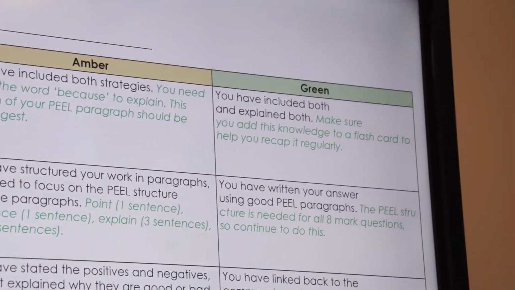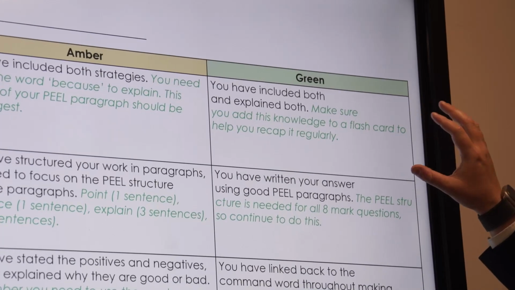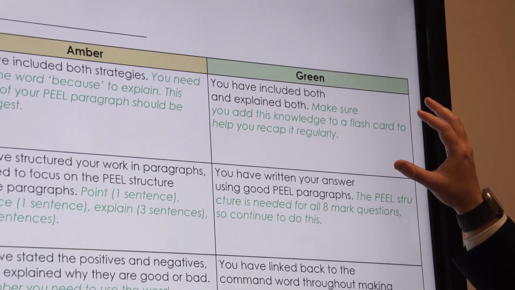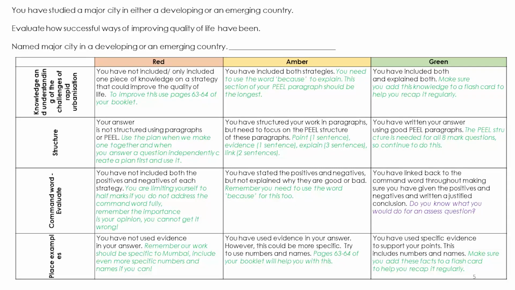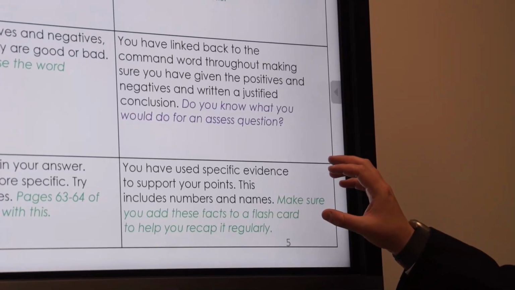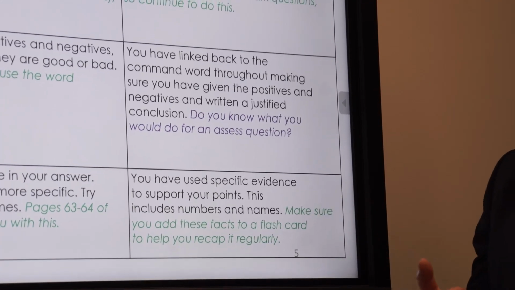Make sure we are aiming for this column here. So we have included and explained both sides of the argument, that being the top down and then the bottom up. We've written our answers in good PEEL paragraphs. We have linked back to the command word, which remember for us is evaluate, and then finally throughout our answer there is specific evidence. Okay, that evidence could be numbers, it could be names of places, it could be specific examples linking back to Vision Mumbai or the Lok Sevak Sangam charity.